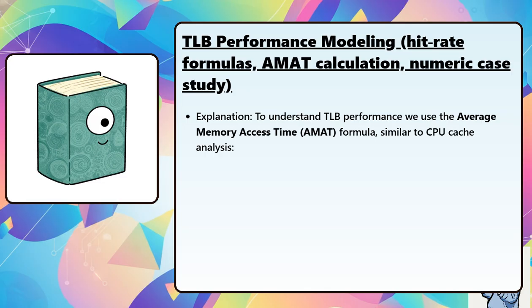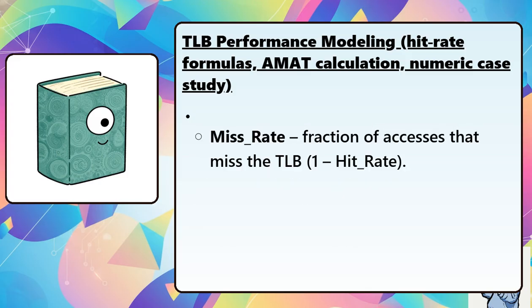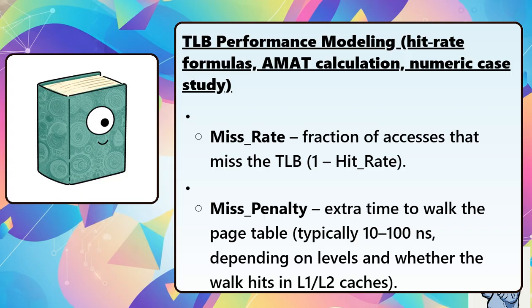Explanation: to understand TLB performance, we use the average memory access time, AMAT, formula, similar to CPU cache analysis. AMAT equals T_hit plus (miss rate times miss penalty). T_hit: time for a translation when the entry is in the TLB, often 1 to 2 nanoseconds. Miss rate: fraction of accesses that miss the TLB, (1 minus hit rate). Miss penalty: extra time to walk the page table, typically 10 to 100 nanoseconds, depending on levels and whether the walk hits in L1/L2 caches.